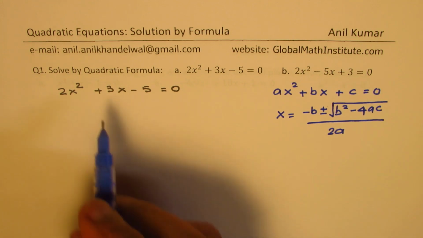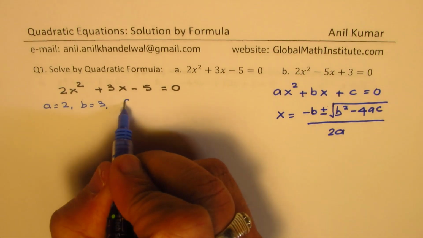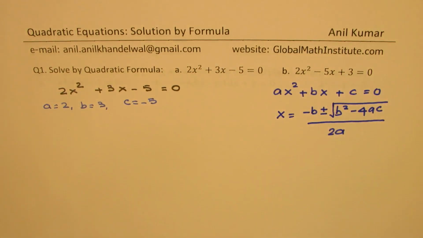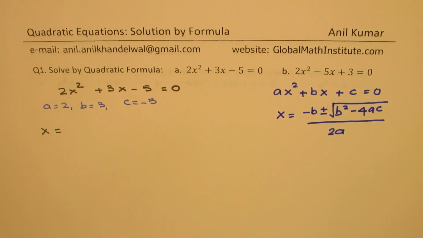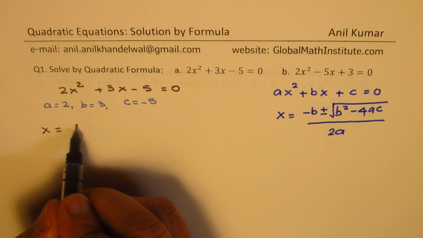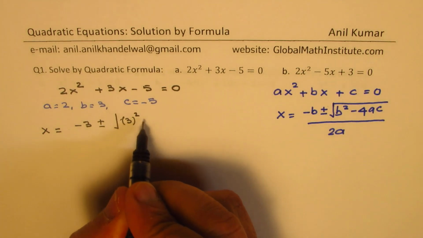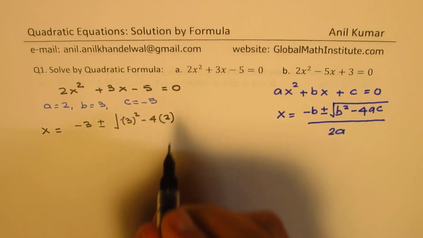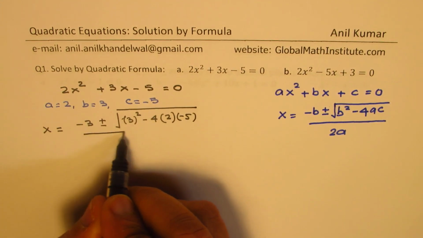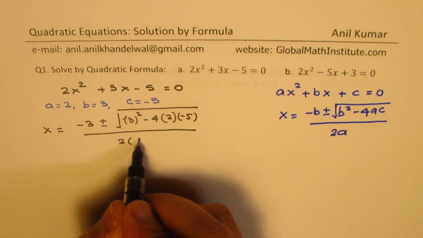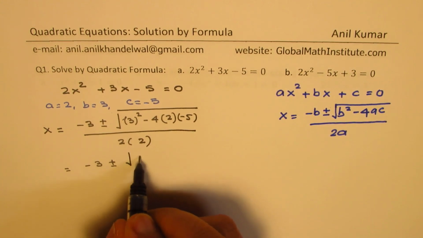So in our case, we know a is 2, b is 3, and c is minus 5. Substituting these values, we directly get the answer. So x in this case will be equal to minus of b value, which becomes minus 3 plus minus square root of 3 square minus 4 times a is 2 and c is minus 5 divided by 2 times a, which is 2. So we get minus 3 plus minus square root of 9.